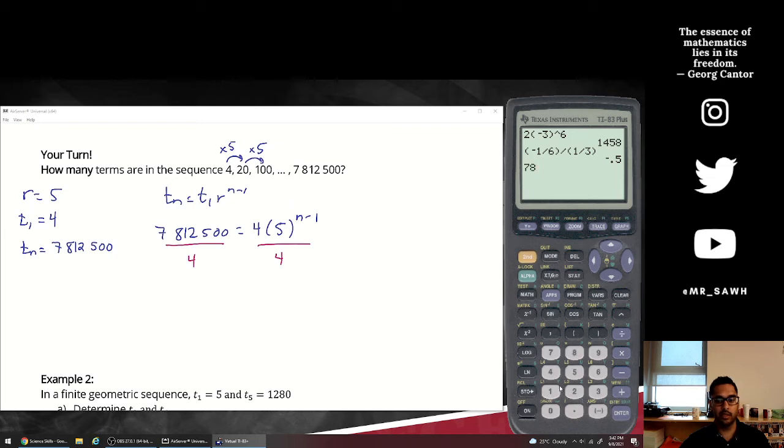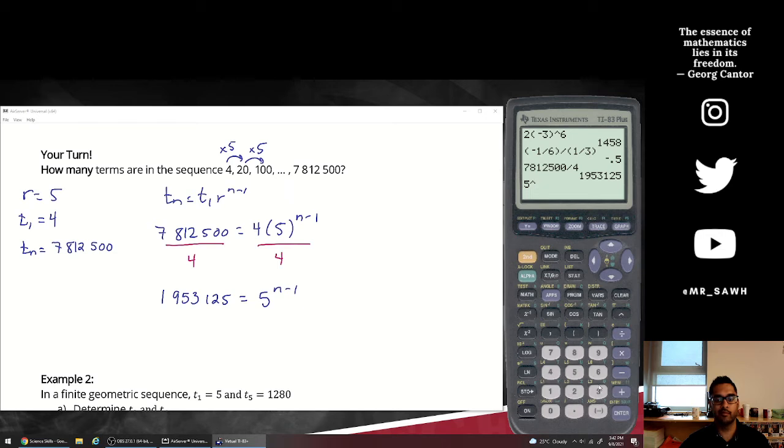7,812,500 divided by 4, and we get this number. 1,953,125 is equal to 5 to the power of n minus 1. Now here's where we've got to do a little bit of guessing and checking. At this point in this course, we don't really talk about how to solve for something that's in an exponent. At this point, it really is a guess and check kind of situation. So think about having a base 5 and finding some exponent to get us this number.